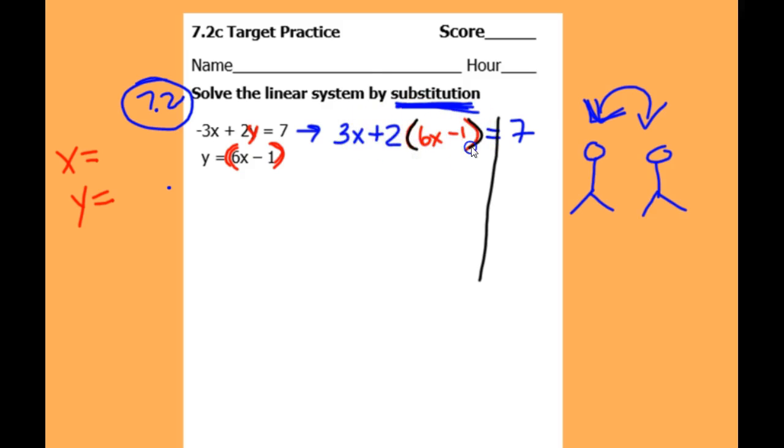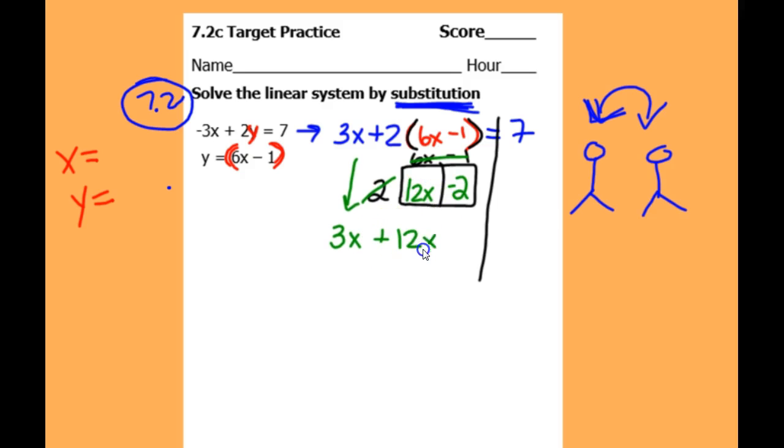So first I need to get rid of my parentheses or distribute, drawing a box to multiply. I have 2 out front and 6x minus 1. I know 6 times 2 is 12. So 12x, and 2 multiplied by negative 1 is negative 2. So let's rewrite what we have. We're done with the 2, and then what's on top there, we're done with those numbers. So we have 3x plus, this is a positive 12x minus 2 equal to 7.